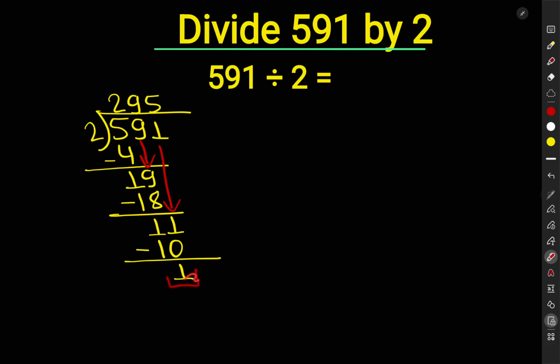So now this 1 is less than 2 and there is no other number to put it down. So we take here decimal so that we put 0. So it is 10 and 2 times 5 is 10. On subtracting, we get 0. So 591 divided by 2 is 295 decimal 5.